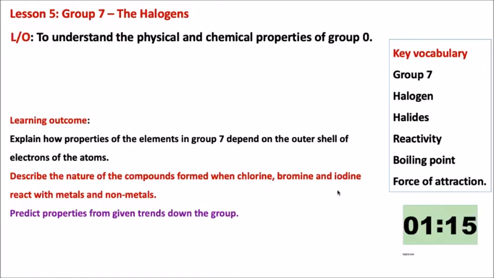Again, the learning objective, I didn't edit this PowerPoint, I'm very sorry about it. So the learning objective is to understand physical and chemical properties of group 7, not group 0, group 7. Our learning outcome is to explain how properties of the elements in group 7 depend on the outer shell of electrons. Describe the nature of compounds formed when chlorine, bromine, and iodine react with metals and non-metals, and predict properties from given trends down the group. Let me just apologize again. The learning objective is to understand the physical and chemical properties of group 7, not group 0 as it appears on the screen.